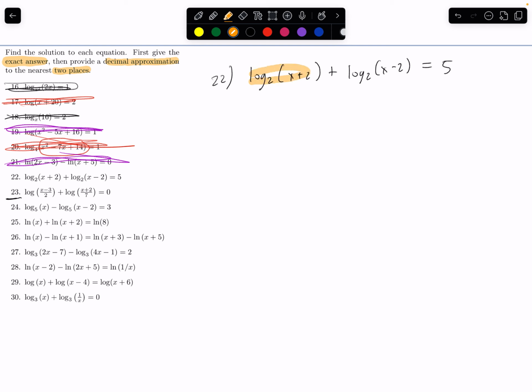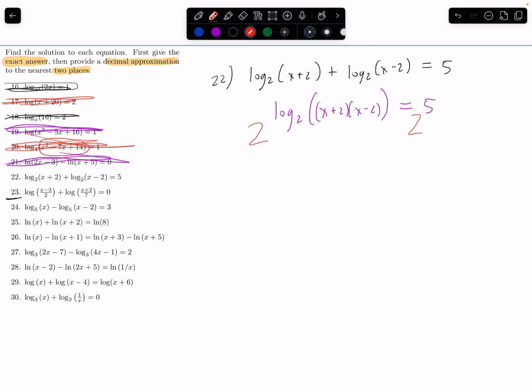Okay, let's see. This is 2 separate logs again, right? So I want to combine them. This time plus in between, so I can combine them to a single log with multiplication instead. So it's going to be log base 2 of (x plus 2) times (x minus 2) equals 5.